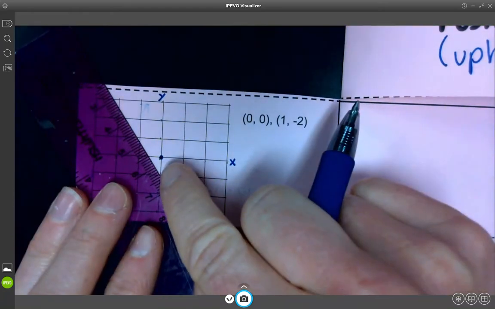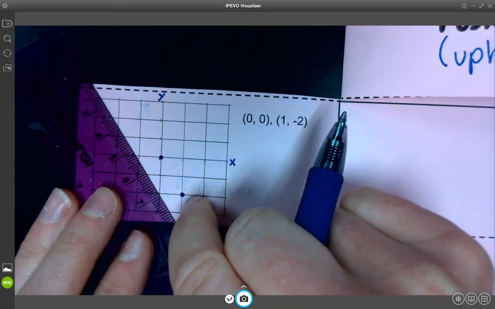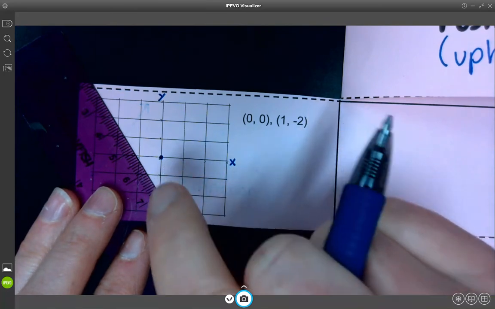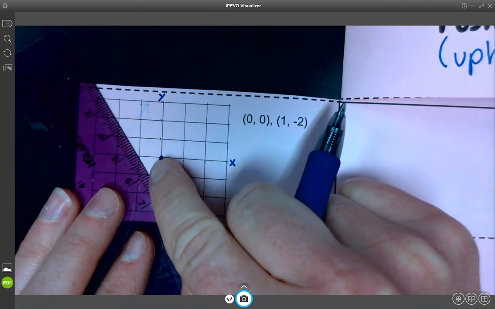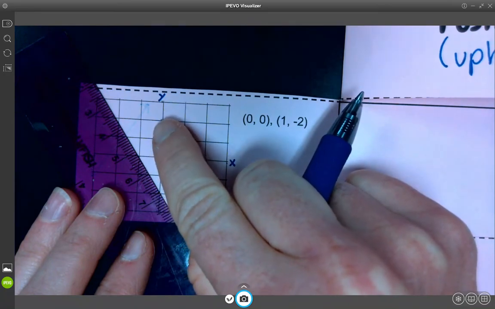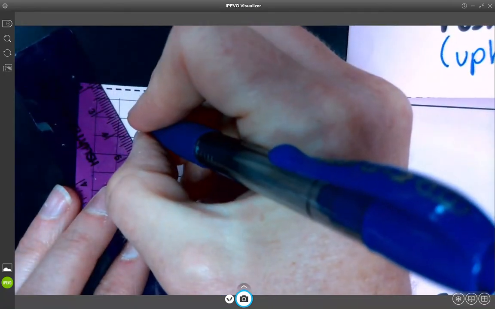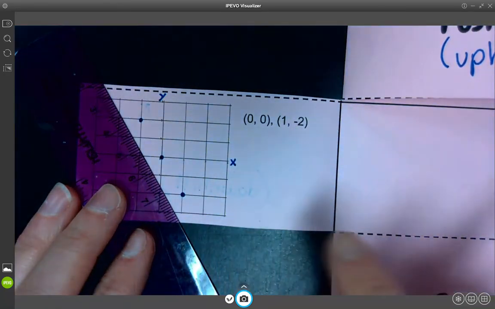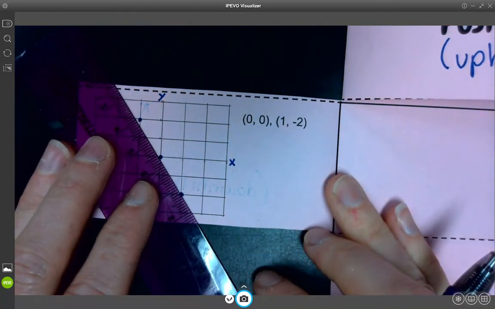Let's find another point though. So this is going down 2, right 1. How could I find another point? I do the complete opposite. Yep. So up 2, left 1. I'm just finding something that would fall in line with the other 2 points.